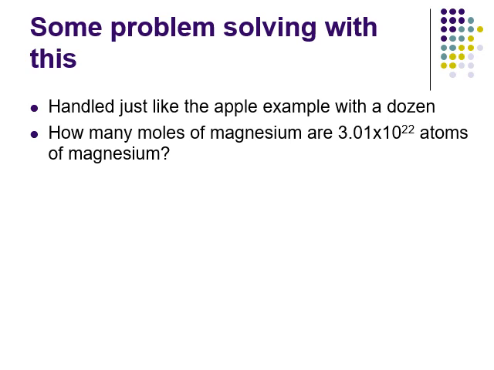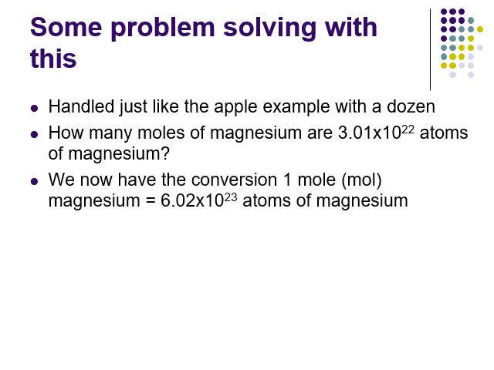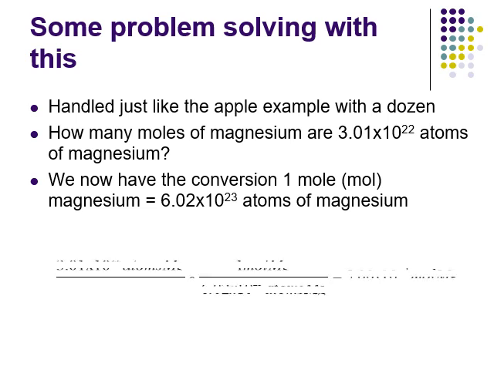Well, we have our base number, 3.01 times 10 to the 22nd atoms of magnesium. That is not an equivalency, that is a number given to us, so we're going to start our conversion with that. Now we look through the information we have and we go, oh, 1 mole of magnesium is 6.02 times 10 to the 23rd atoms of magnesium. We have our equivalency. What can we do with an equivalency? We can make it into a ratio.